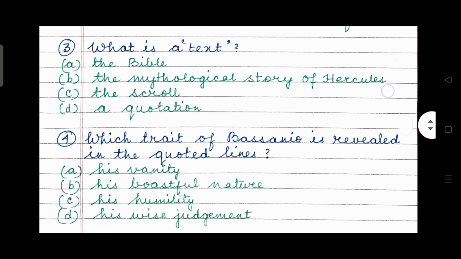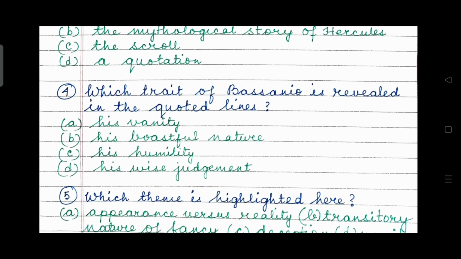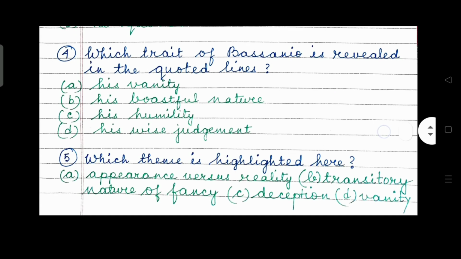Next, which trait of Bassanio is revealed in the quoted lines? His vanity, his boastful nature, his humility, his wise judgment. Bassanio is wise and we see his wise judgment in the quoted lines. Option D. Which theme is highlighted here? Appearance versus reality, transitory nature of fancy, deception, vanity. The theme highlighted in this extract is appearance versus reality, the difference between appearance and reality. In the sphere of religion, an extremely wicked and sinful act may have been committed, but its evil character can be hidden by an attractive decoration.